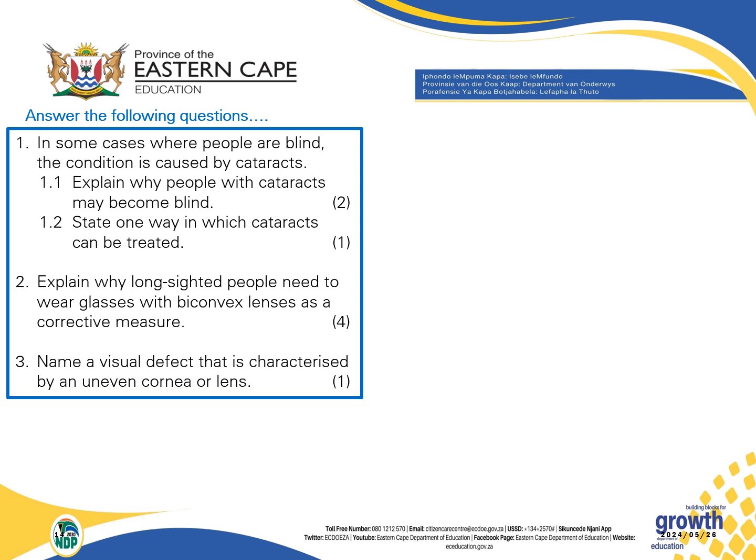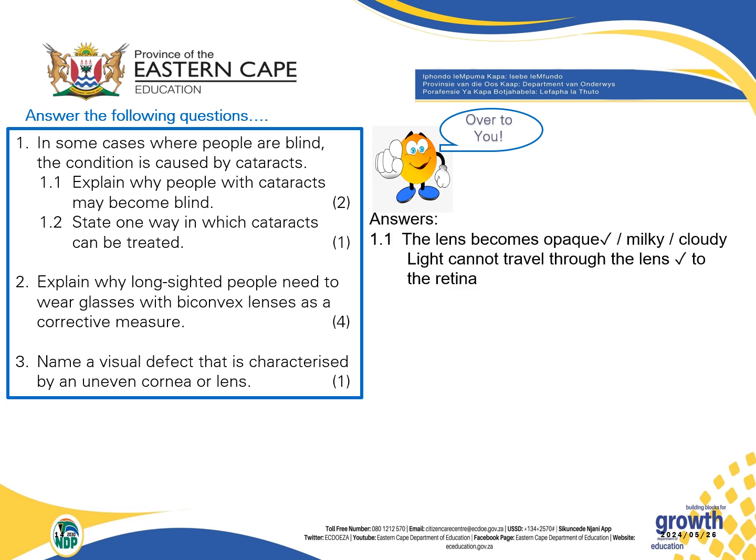Remember how we explained what happens to light rays as they enter the eye and which structures bend or refract the light ray to focus them on the back of the eye. Number 3, name a visual defect that is characterized by an uneven cornea or lens. So now let's pause and it's over to you to answer these questions. Let's see how you've done.